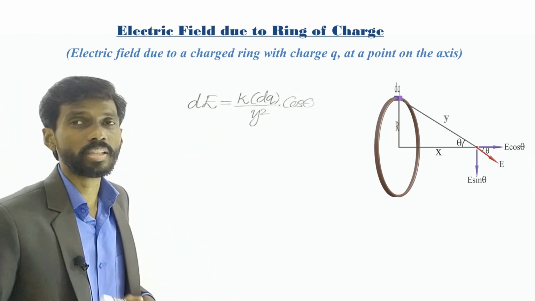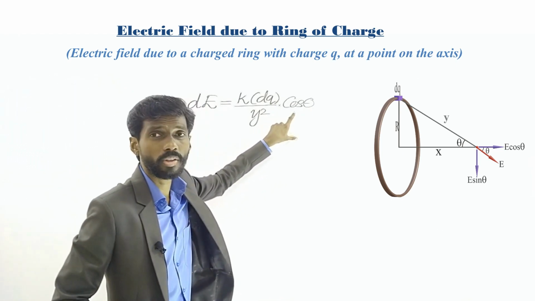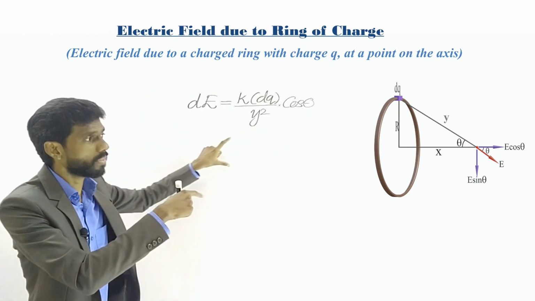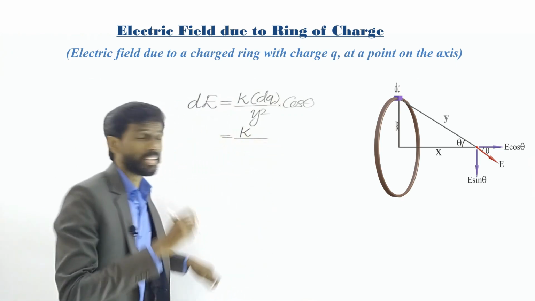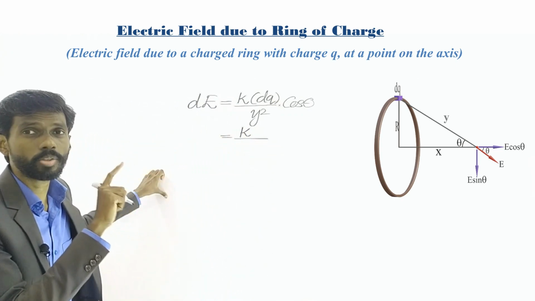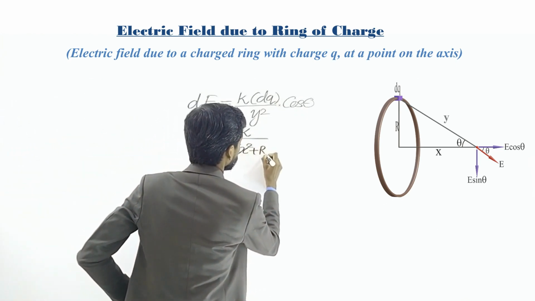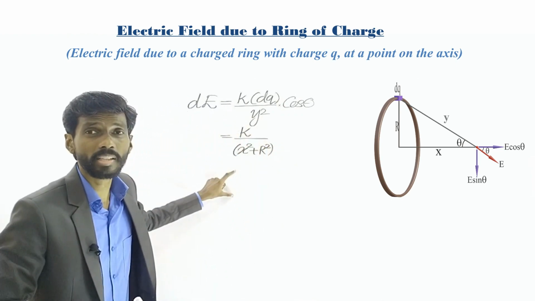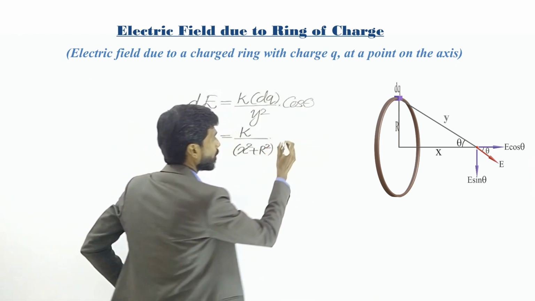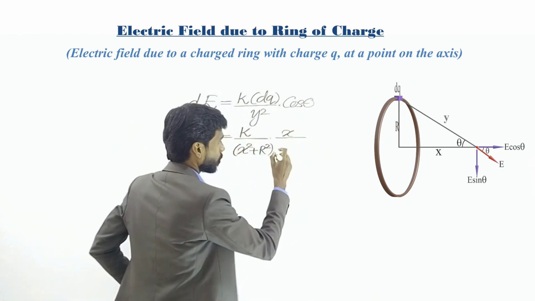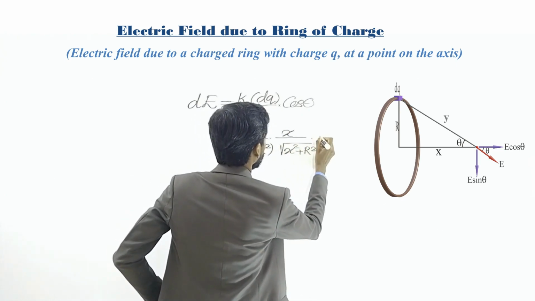Okay, now let us do the integration to find the electric field due to the entire ring. But first, let us write the value of cos theta. So y can also be written in terms of the given values. So what is the value of y? It's a right angle triangle, right? So you can use Pythagoras theorem to find the value of y, the hypotenuse: y squared equals x squared plus r squared. Even cos theta can be found using the same right angle triangle. So cos theta in that triangle is x divided by y, where y is again the square root of x squared plus r squared.